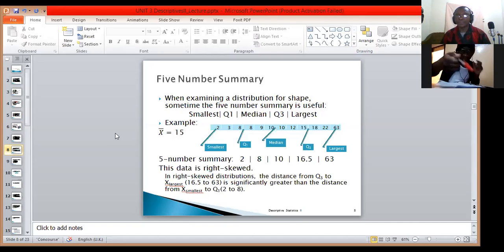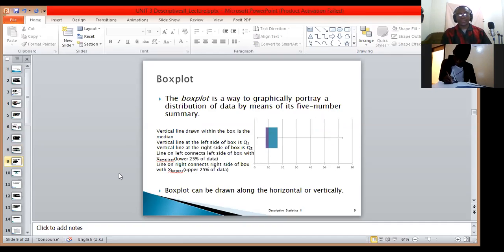Could you repeat the statement where you said the median of the lower part? Yes, the median of the lower half is your first quartile or the lower quartile. And the median of the upper half is your upper quartile or the third quartile.